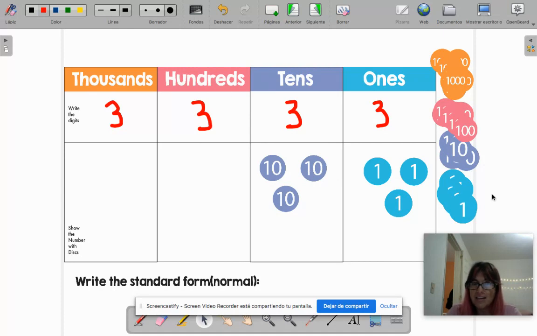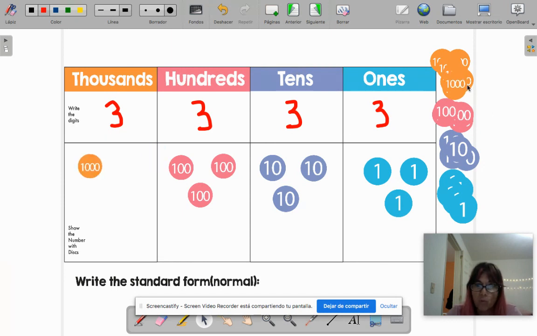If the 3 is in the hundreds, it means we also have 3, but the difference is that each disc is of 100. Imagine it is a cup and inside it has 100 candies, 100 beans. This one inside the cup you have 10 candies, 10 beans, 10 erasers, 10 of something. Now if the 3 is in the thousands, the same as the others, we also have 3, but the value of each disc is different. Here, each circle equals 1,000.